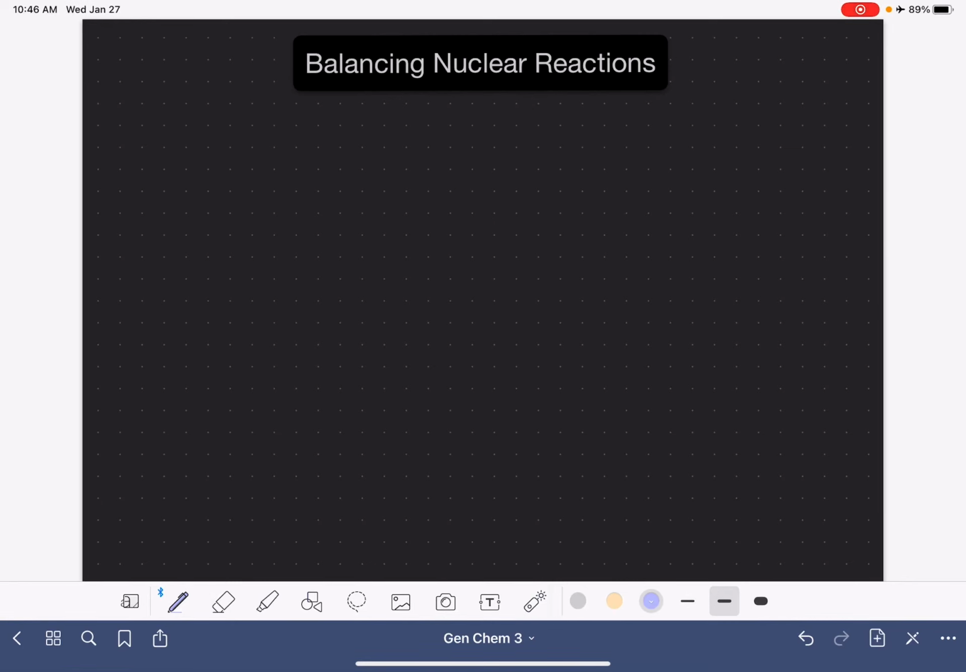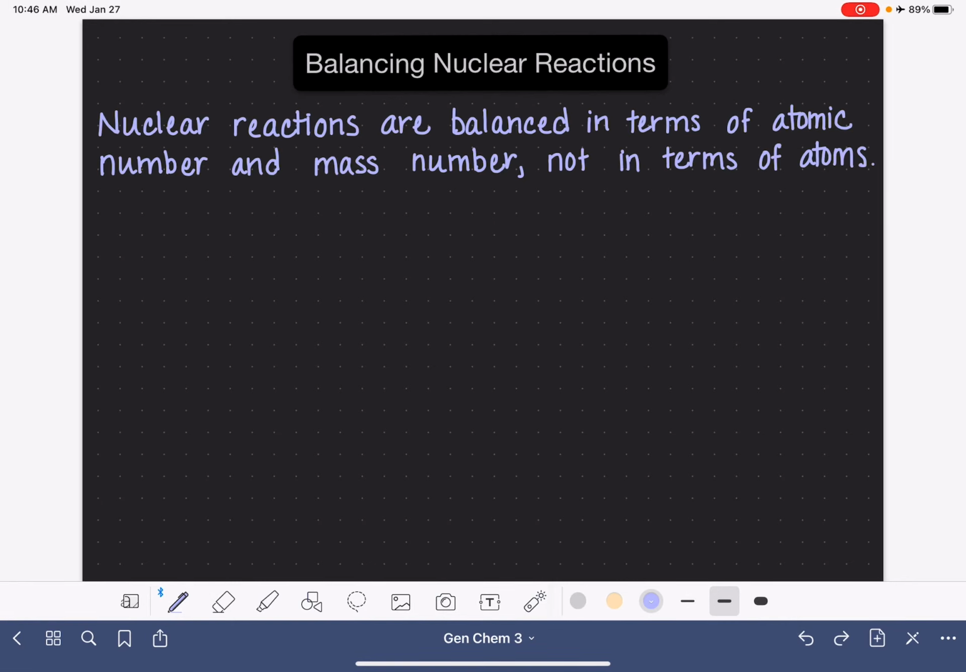Nuclear reactions are balanced in terms of atomic number and mass number, unlike other chemical reactions, which are balanced in terms of atoms. If it's been a long time since you thought about atomic number and mass number, let me give you a little refresher for this atom that I'm writing down here. 86 is the atomic number, and this is the number of protons in this atom. 222 is the mass number, and the mass number is the sum of the protons and neutrons in this atom.